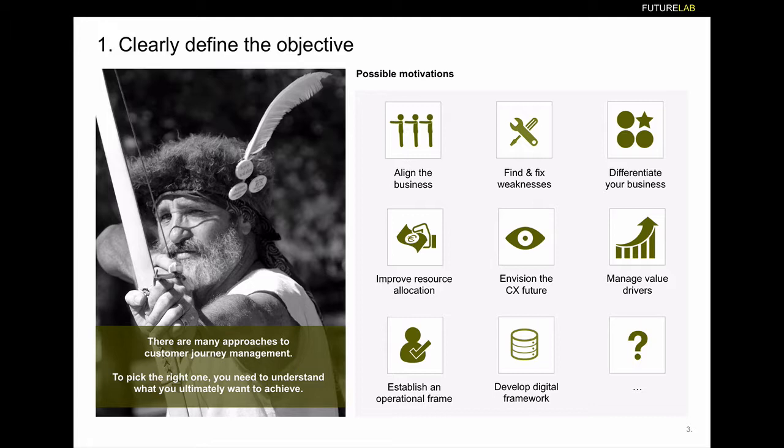A first one is aligning the business. Essentially saying that, we want to do a customer journey management effort because our business is too silo oriented, our people are too far away from the customer, and nobody really talks about the customer in their daily work. So what you can use customer journey management for is essentially to say, let's create a journey map where the customer is the center of attention for every department of the business.